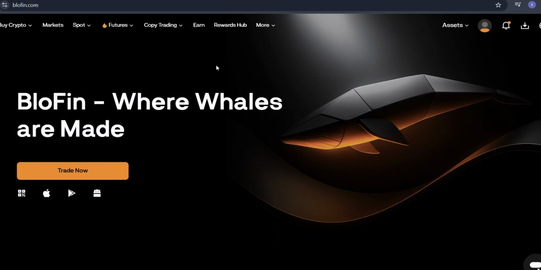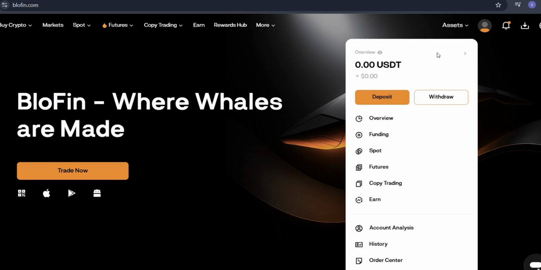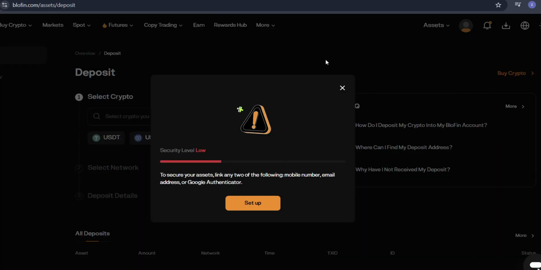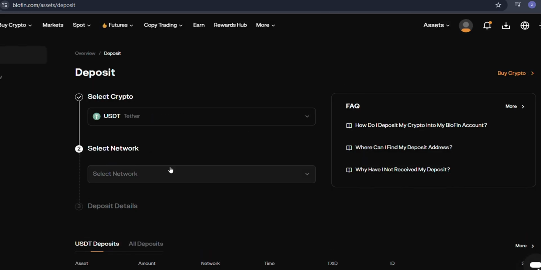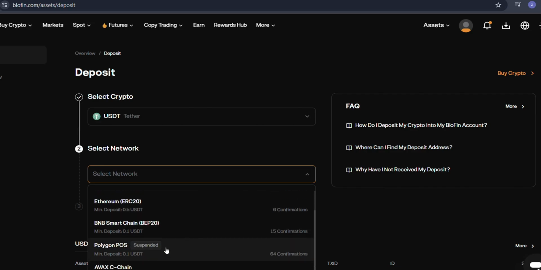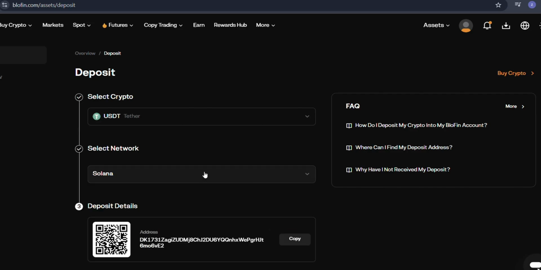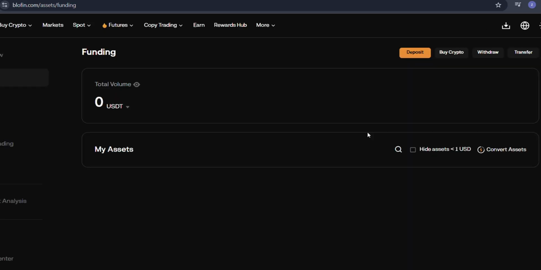After signing up with your email and password, you can deposit USDT into your account. You can transfer crypto directly, or you can buy with fiat. But I recommend using USDT, since that's what you will need for trading. Once the deposit arrives, move your funds from the funding account to your futures.